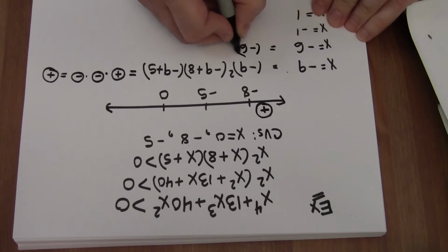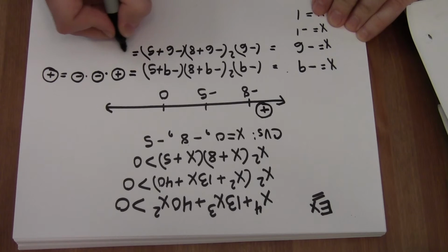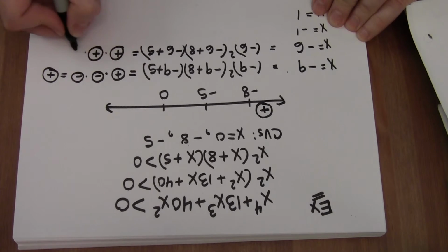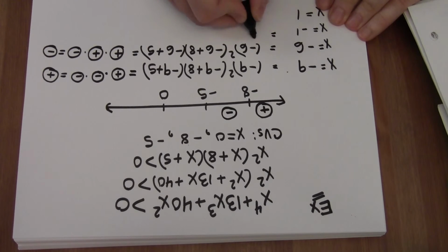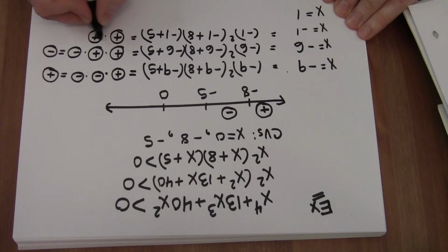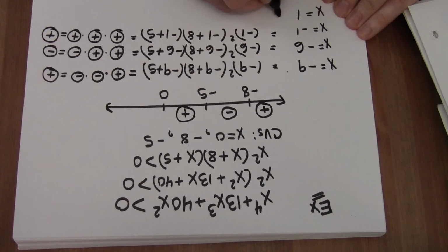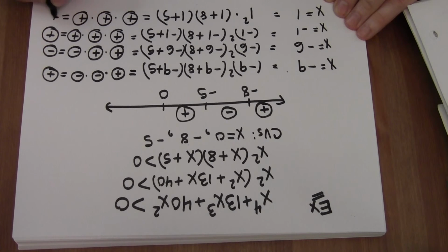Plugging in negative 6. Negative 6 squared times negative 6 plus 8 times negative 6 plus 5 gives me a positive times a positive times a negative, which makes my second region negative. Plugging in negative 1. Negative 1 squared times negative 1 plus 8 times negative 1 plus 5 gives me a positive times a positive times a positive. So that next region is positive. And finally, plugging in 1, we get 1 squared times 1 plus 8 times 1 plus 5. That's again a positive times a positive times a positive. So that region is positive.